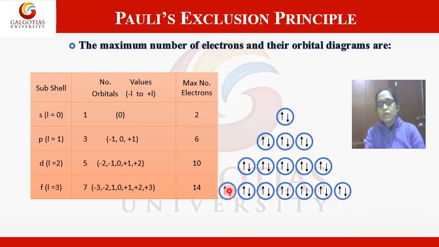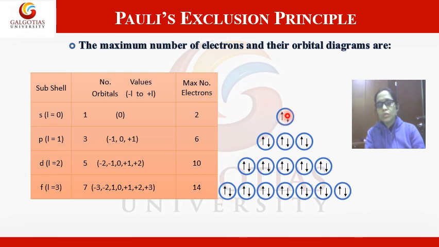Each orbital can accommodate 2 electrons. One is spin up and another is spin down. So 7 orbitals accommodate 14 electrons. In each orbital, one spin is up and another is down.